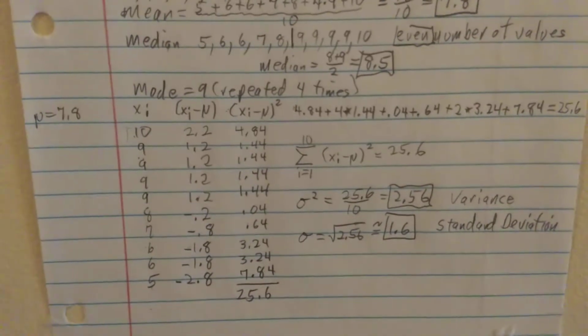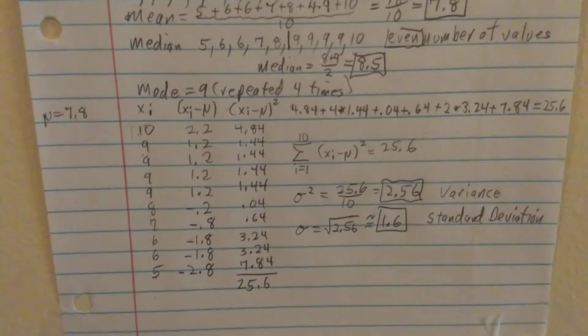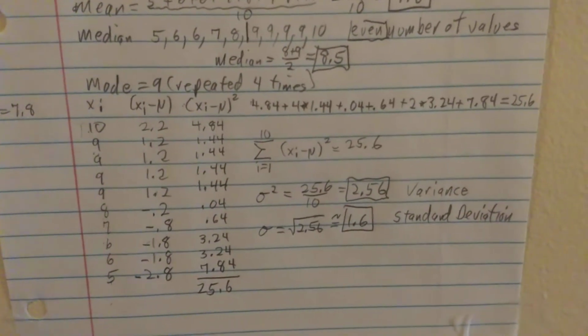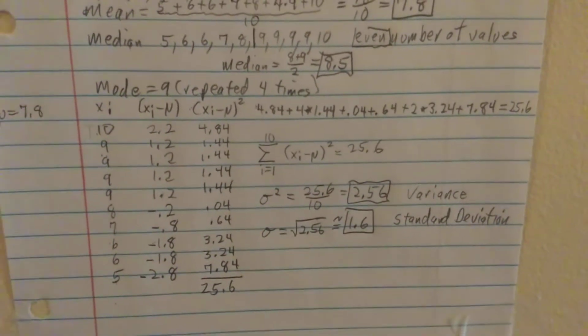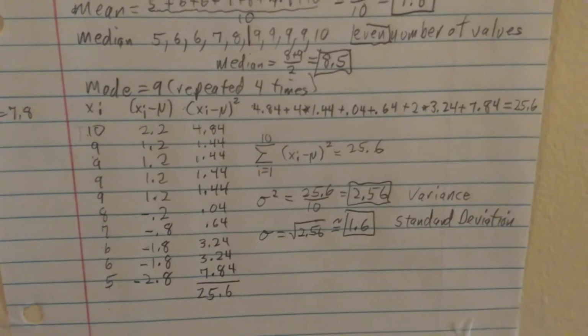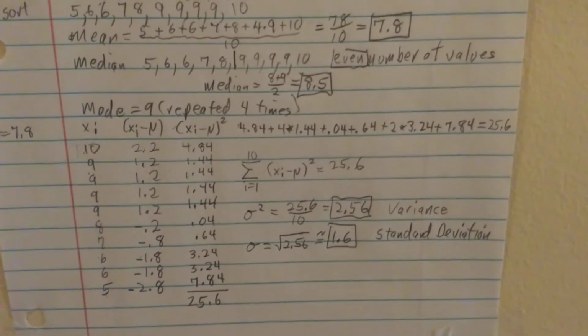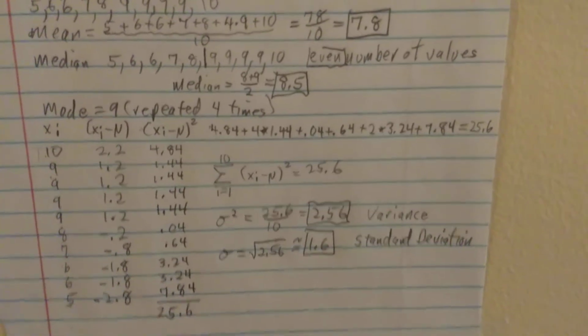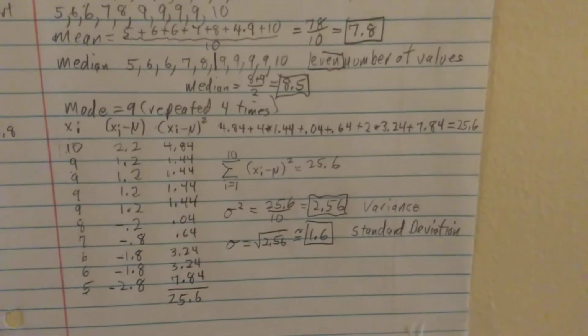Now this next thing is about doing a mode, and if we look, it's obvious that there's four 9s, so the mode equals 9, and it's repeated 4 times. Now notice that the mean 7.8 and the median 8.5 are pretty close together, which they usually are.